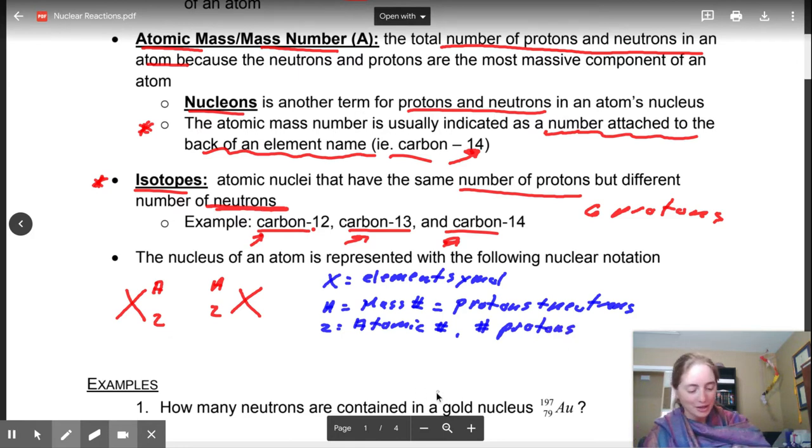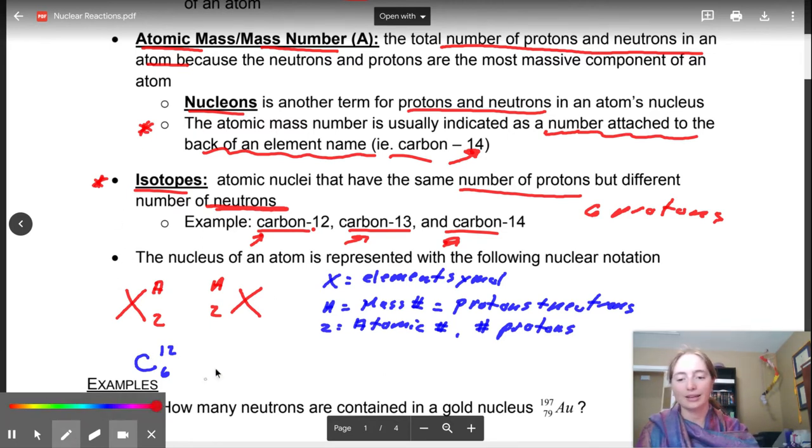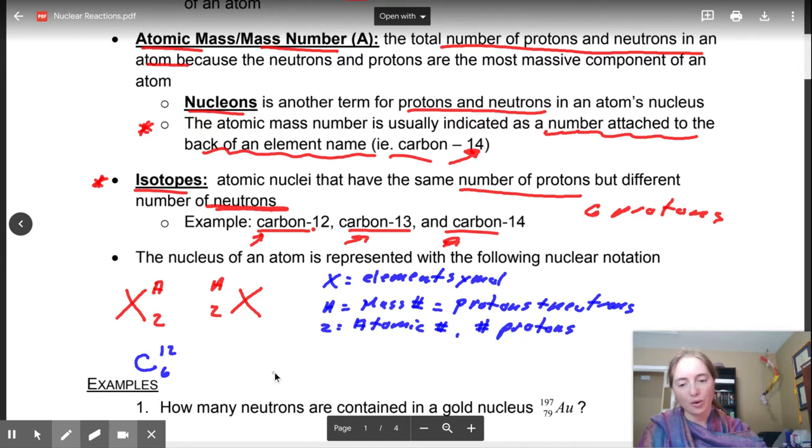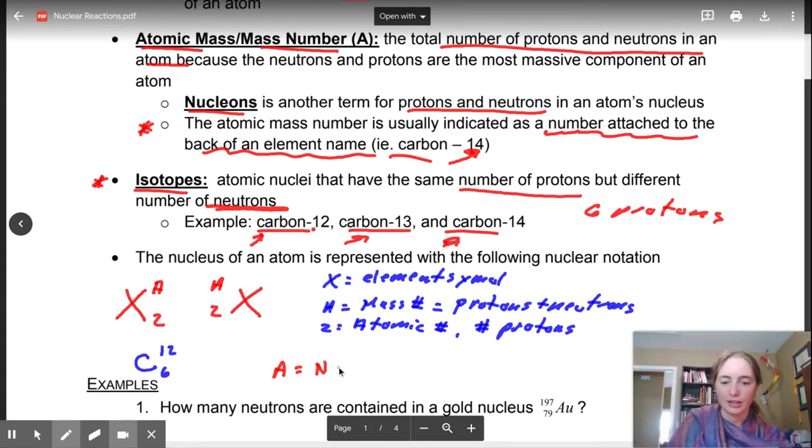All right. So your example, ladies and gentlemen. If we have carbon, well, carbon has 6 protons. And if we're going to say carbon-12, it will have 6 protons and 6 neutrons. So how we can determine that is A, the mass number, is equal to N, the number of neutrons, plus Z. So if you ever need to figure out how many neutrons are in a substance, this is what you would use.